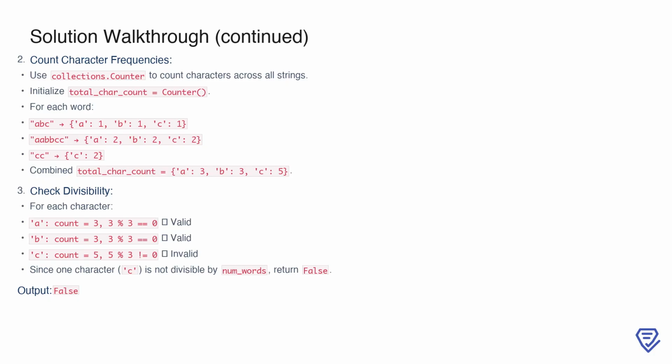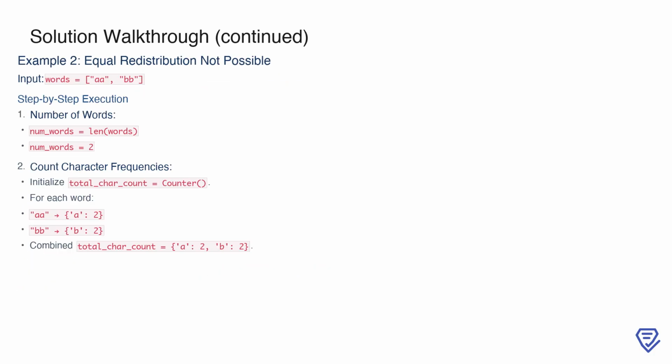Adding these together gives us a combined total char count of A:3, B:3, C:5. Now, we check if each character count is divisible by the number of words, which is 3. The counts for A and B are both divisible by 3, but the count for C is 5, which is not divisible by 3. Therefore, it's not possible to redistribute the characters evenly across all strings, and the output is false.